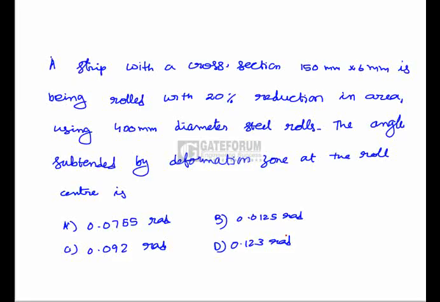A strip with a cross section of 150 mm by 6 mm is being rolled with 20% reduction in area using 400 mm diameter steel rolls. The angle subtended by the deformation zone at the roll center is. Here the options are 0.0755 radians, 0.0125 radians, 0.092 and 0.123.